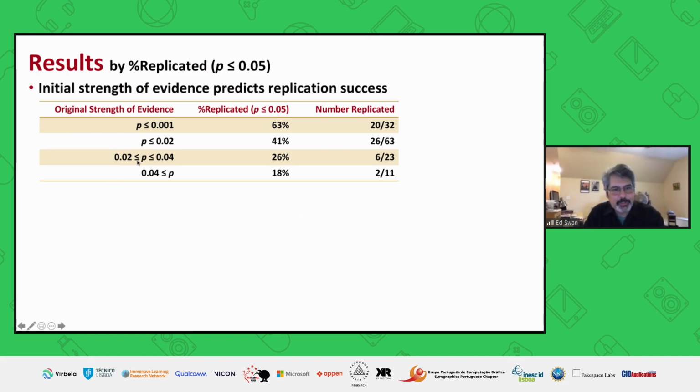For the p-value between 0.02 and 0.04, 26% could be replicated. And for original p-values of 0.04 or more, only 18% could be replicated. So initial strength of evidence predicted replication success. Unsurprisingly, the stronger the original findings, the more likely they were to be replicated.